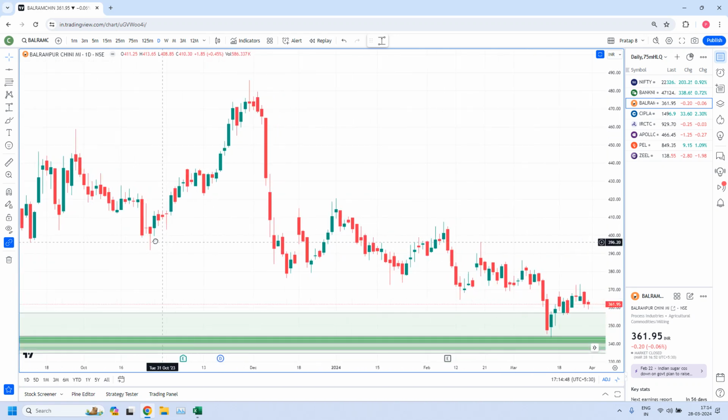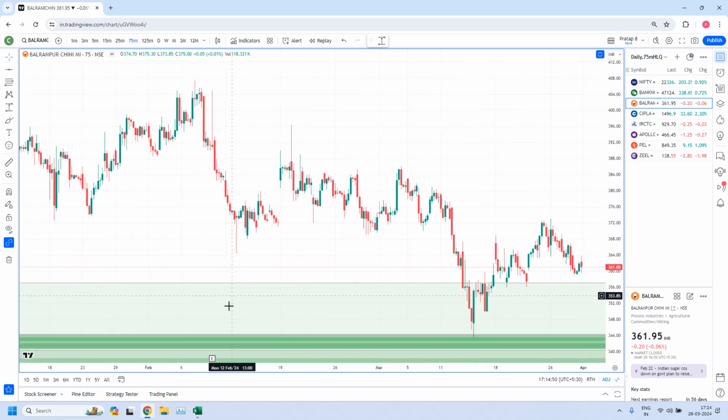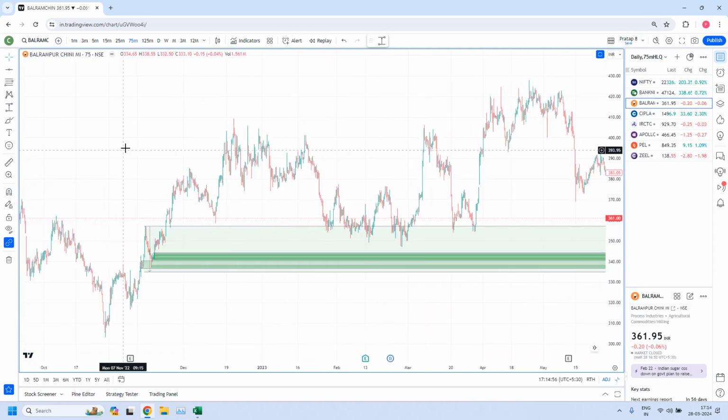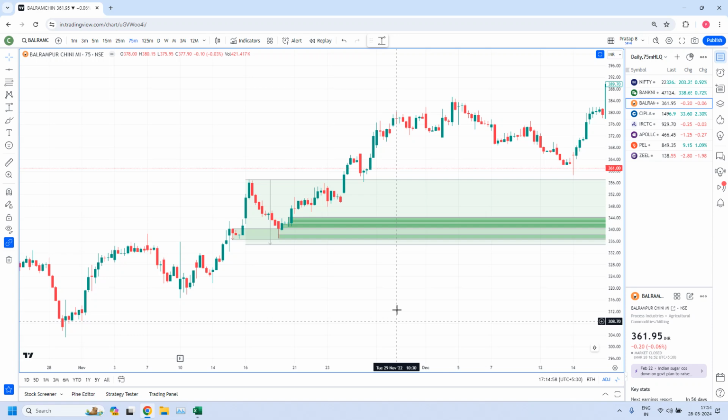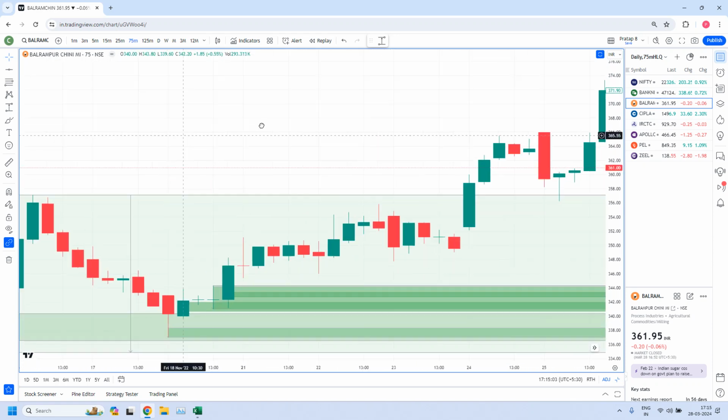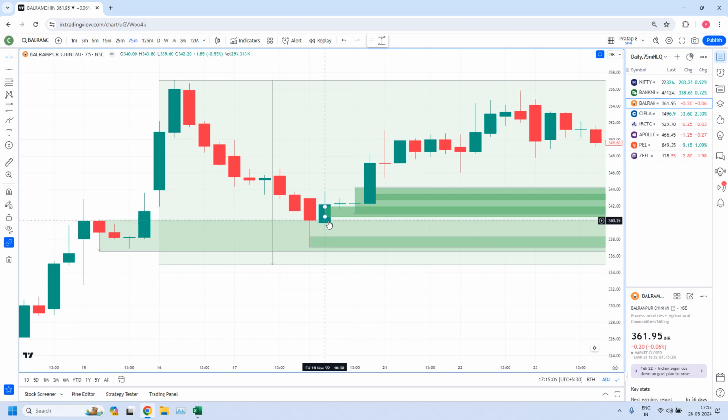Okay, first of all, this is the one we fine-tuned with 75 minutes. How we fine-tuned with 75 minutes, let me explain. See here, we have a rally candle, 2 base candles and a rally candle. And another one, we have an ERC candle as a leg-in, 3 base candles and a rally candle, and follow-through candles are there. This is the way. Another 75 minutes.